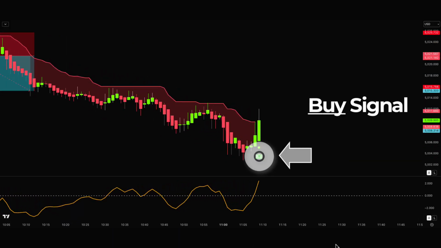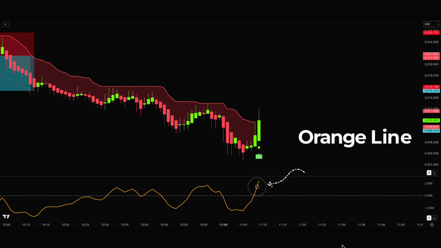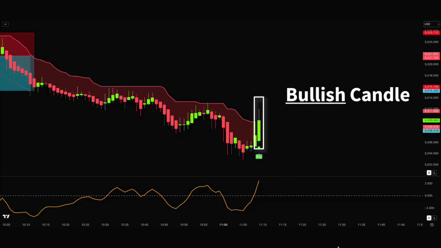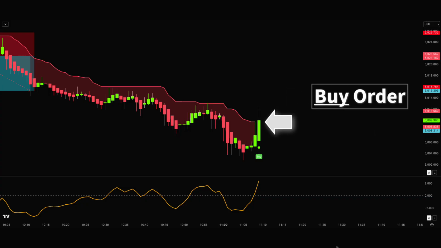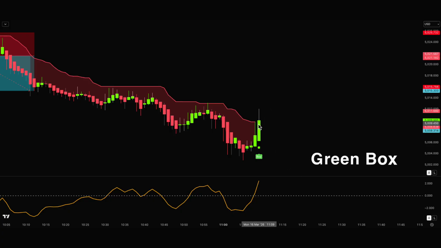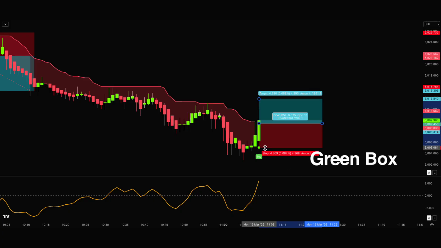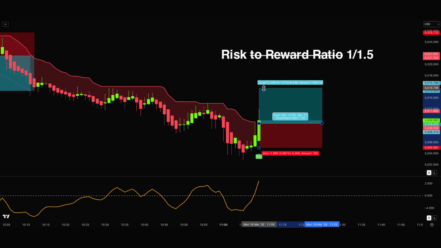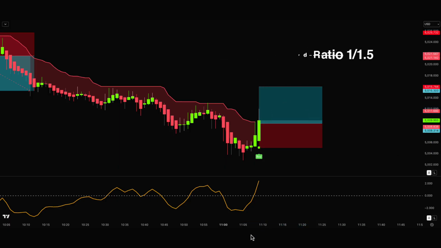Here, the Trading Goal arrow of this indicator is a buy signal. Here, the orange line of MACD Leader is above the zero line. Here, the market has made a bullish candle to give confirmation. So all our conditions are being fulfilled, so we are placing an order to buy. Our stop loss is to be placed at the green box, and the risk-to-reward ratio will be 1:1.5.